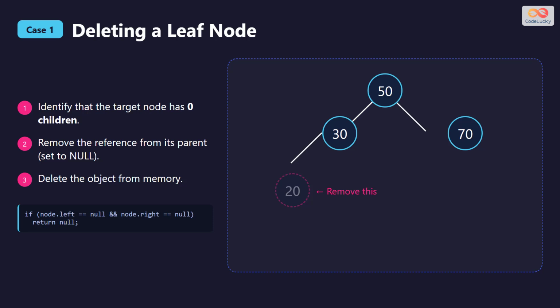The first case is the simplest. If the node we want to delete is a leaf, meaning it has no children, we simply remove it. We tell its parent to point to null instead of the node, and the memory is freed. The tree structure remains intact with minimal effort.